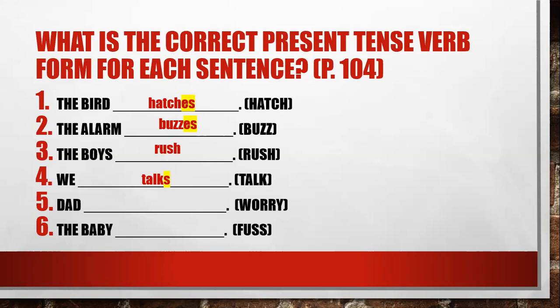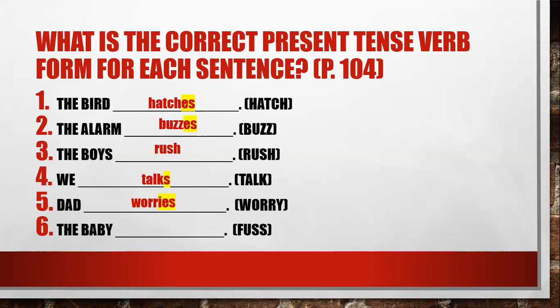Consonant and Y. Don't forget that we have vowels. So we need to make sure that not only does this verb end with a Y, but also that before the Y there is a consonant. You cannot have a vowel, because if it was a vowel, we would apply rule number 1. But in this case, worry ends with a Y and it has a consonant before it. So yes, we would use rule number 3. So we change the Y to I and then we add ES. Perfect.